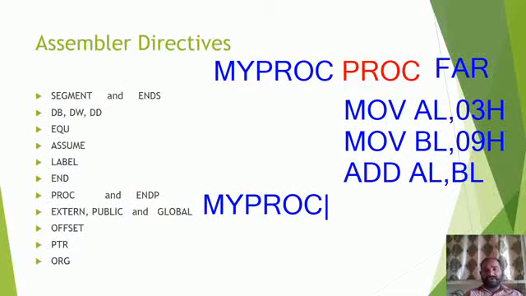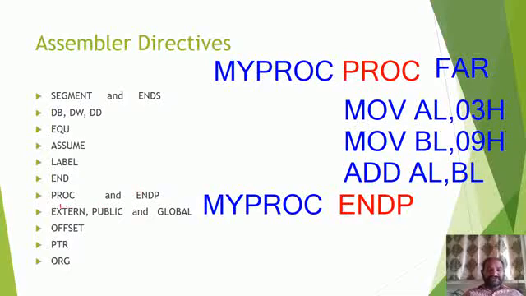I use my proc followed by another directive called endp. The proc directive indicates the starting of our subroutine, and endp indicates the termination of the subroutine. So endp is nothing but end of procedure. Here we have the segment, and ends is the termination of your logical segment. End indicates the termination of your entire program. Endp indicates the termination of your procedure, which is the subroutine.